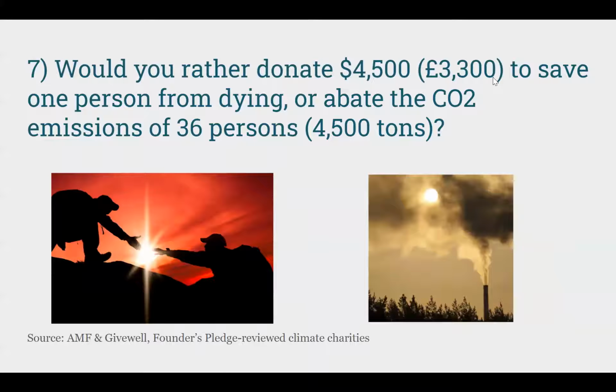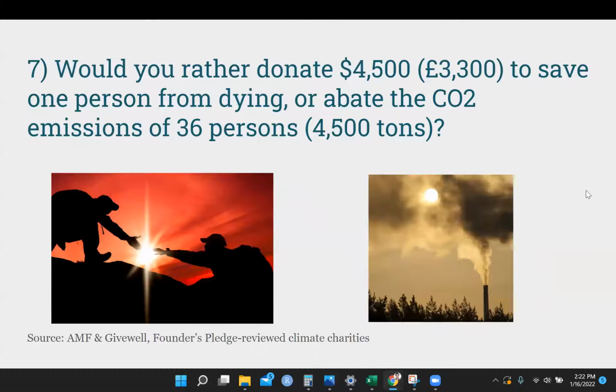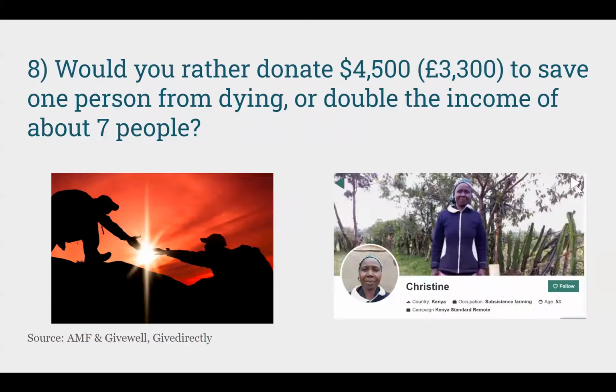Next question. Would you rather donate to save 1 person from dying or abate the CO2 emissions? Okay, I'll go a bit quicker. Would you rather donate to save 1 person from dying or double the income of about 7 people living below the global poverty line at about $2 per day? And that would be through GiveDirectly, if it wasn't clear.